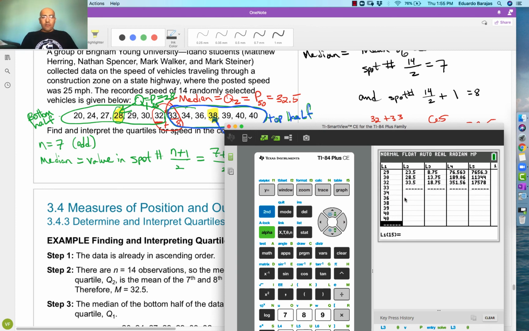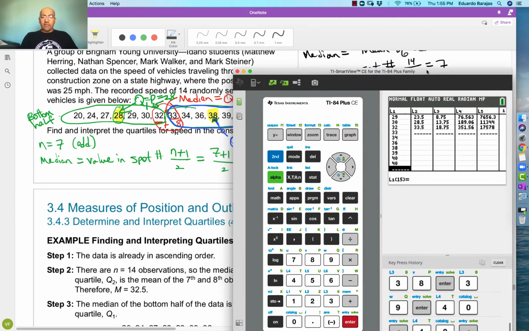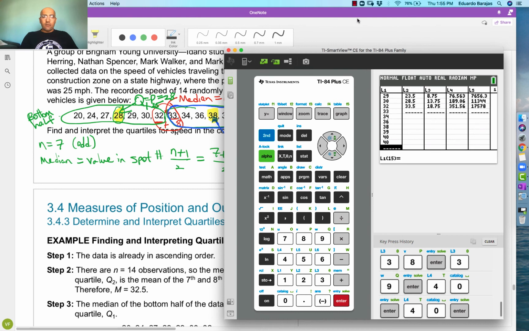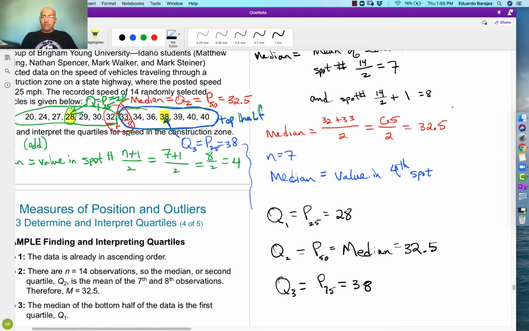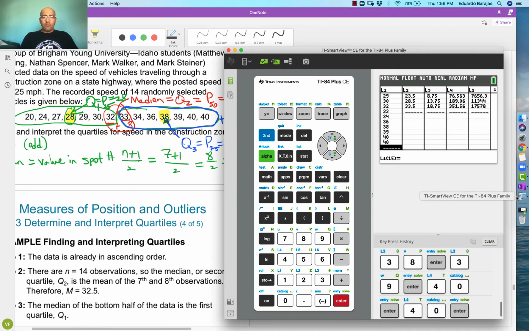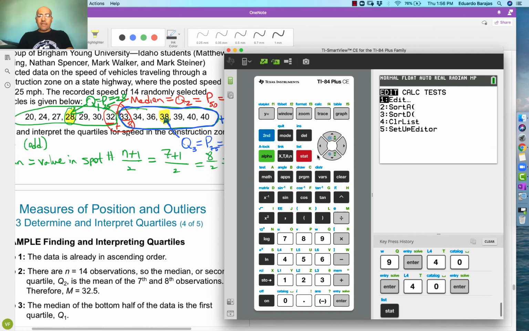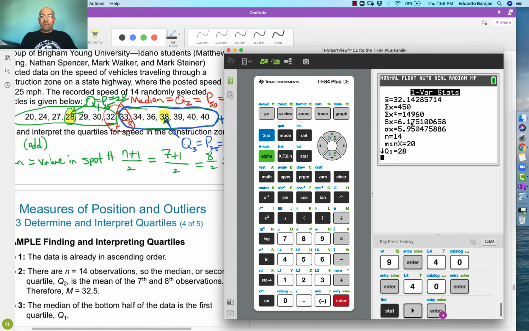Okay, so those are all the data points on one list, and now we're going to do one variable stats on this list. Let's do stat, calculate, one variable stat on list 1. So hit enter, enter, enter, calculate, and there's everything we need.